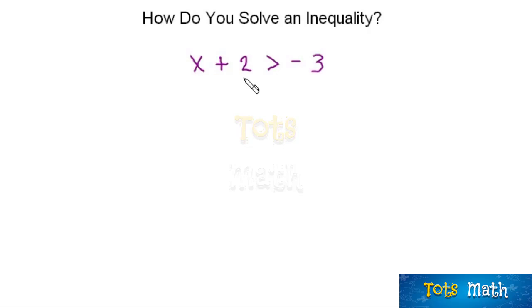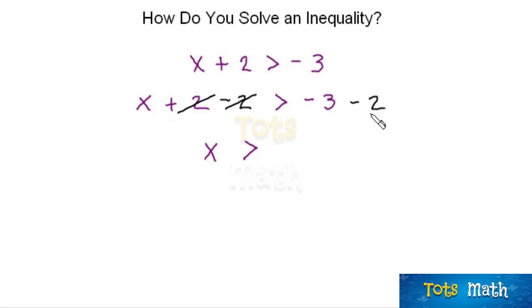Right now we're adding 2 to x, so we need to subtract 2 from both sides of the equation. We can write x plus 2 minus 2 is greater than negative 3 minus 2. Positive 2 and negative 2 add to 0, so they will cancel. That leaves us with x is greater than negative 3 minus 2, and that evaluates to negative 5. So the solution to this inequality is x is any value greater than negative 5.